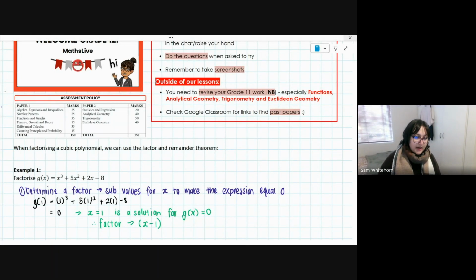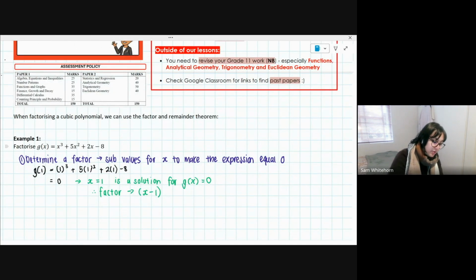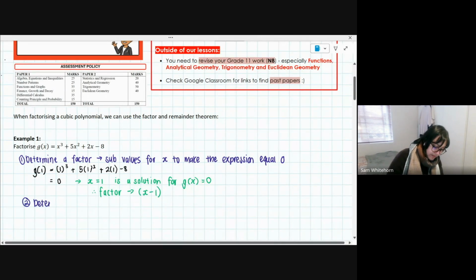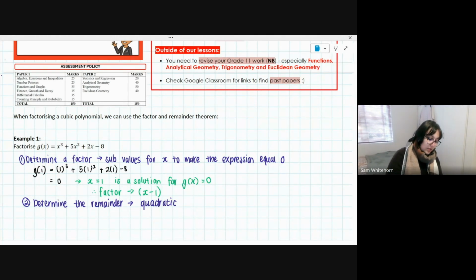Right, so once we've got our factor, we want to now determine the remainder. Now the remainder will be a quadratic expression. So this is why I say it's the factor and remainder theorem. Like I say, this remainder is a quadratic expression. Okay, so we know the first factor. That is what we have found.